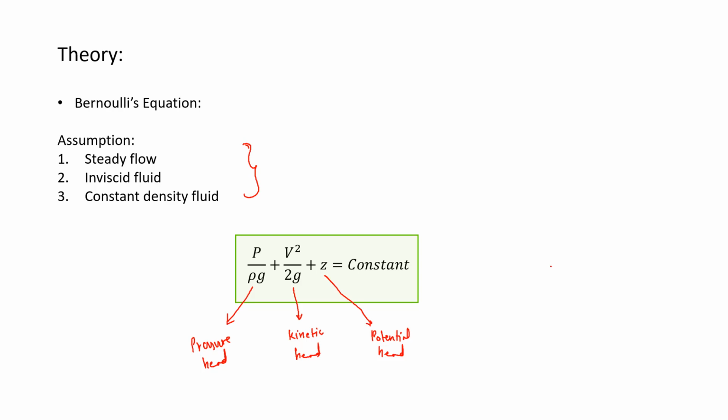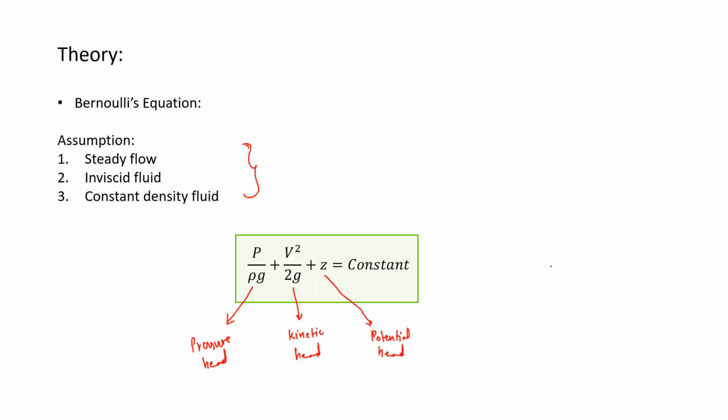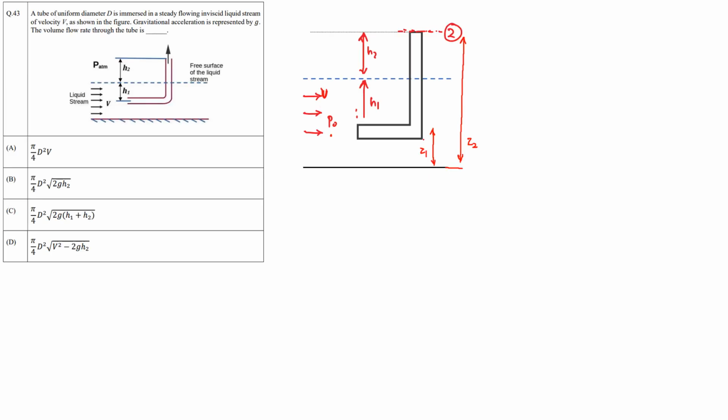Inviscid means no viscosity. Steady flow means that the local acceleration of flow is equal to zero, or constant velocity as in this question. So here they have given us a liquid stream of velocity v, and constant density fluid means that the density does not change, or the flow is incompressible. So knowing all this, let's try to solve this question.